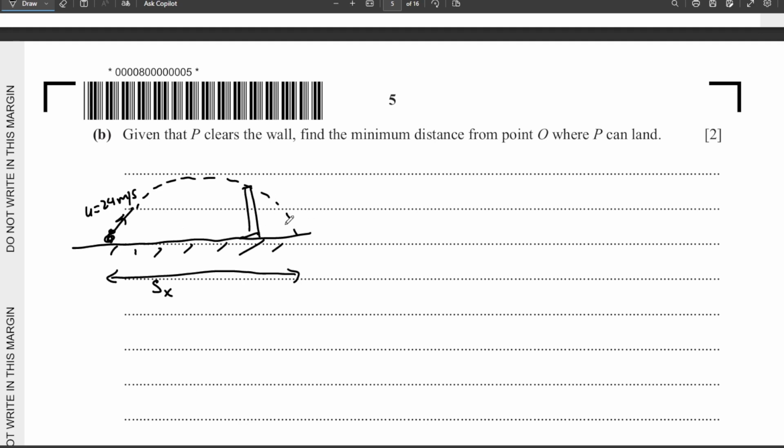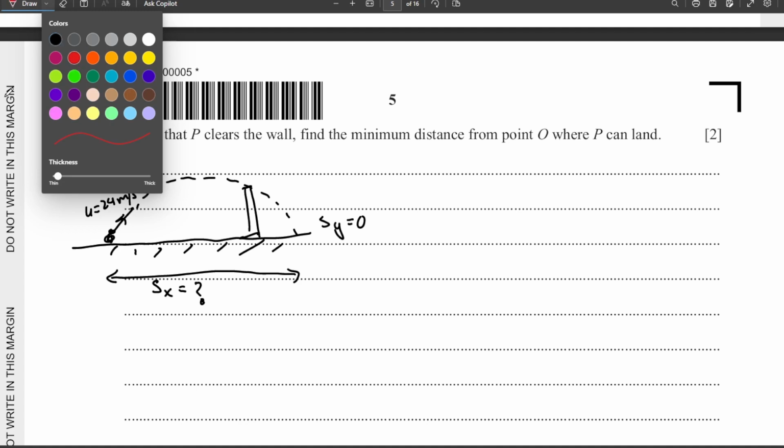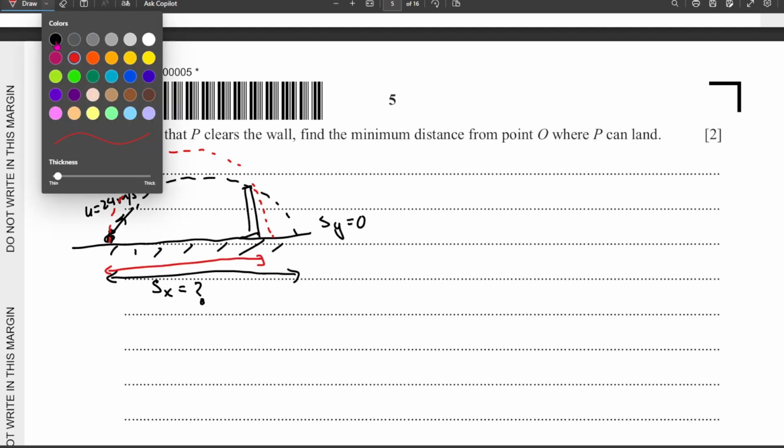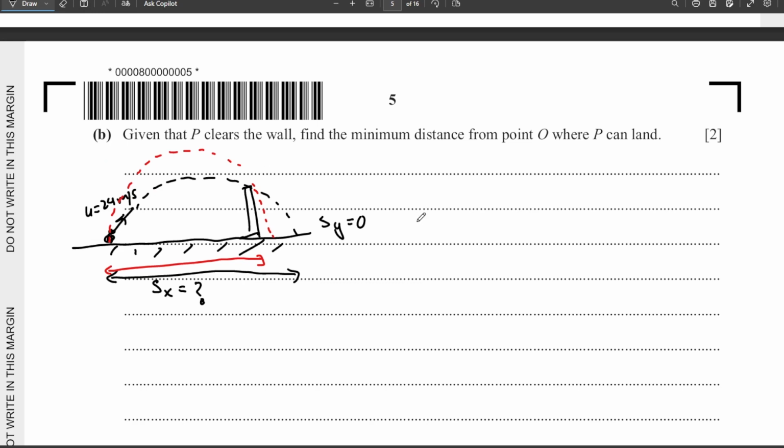After it lands, the displacement in the y direction will be 0. Okay, so that's the information that we will need to help us find this one. So obviously, if you think logically about it, if you have two trajectories, and you have a larger value of theta, then logically speaking, it will be closer, or the displacement in the x direction won't be so big compared to the lower value of theta.